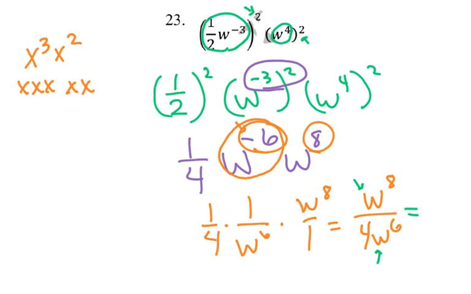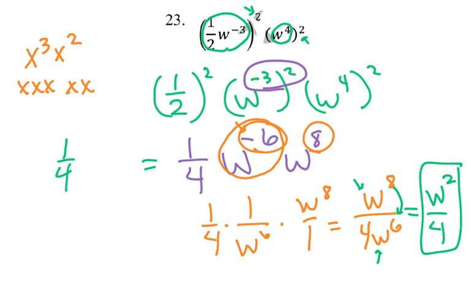This is the quotient rule, I would do 8 minus 6, which is positive 2. So I'm going to have w to the second power. It's going to be on top because it was positive over 4. And so that's actually exactly the same thing as what I had before when I just added the exponents. I had 1/4 and then w to the positive 2. That's exactly the same thing.